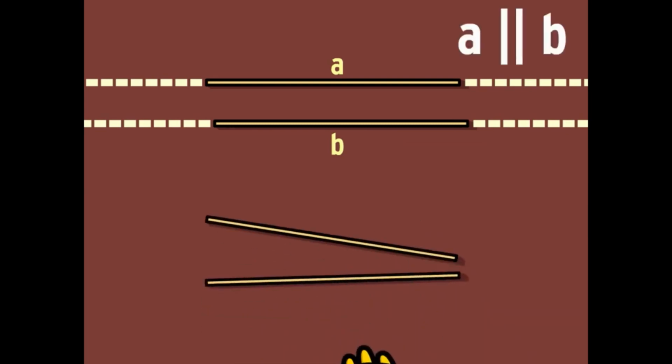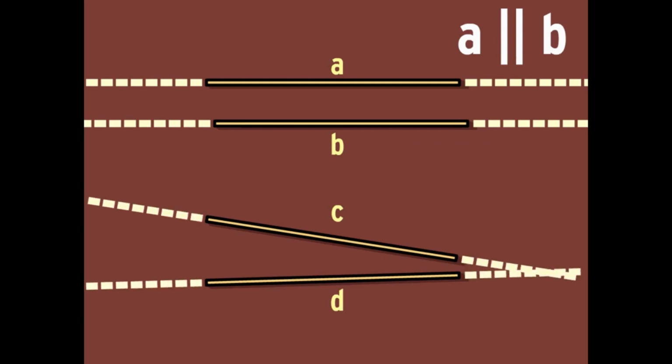We can call those lines C and D. If we extend lines C and D, we can see pretty quickly that they intersect. We can say that C and D are not parallel.